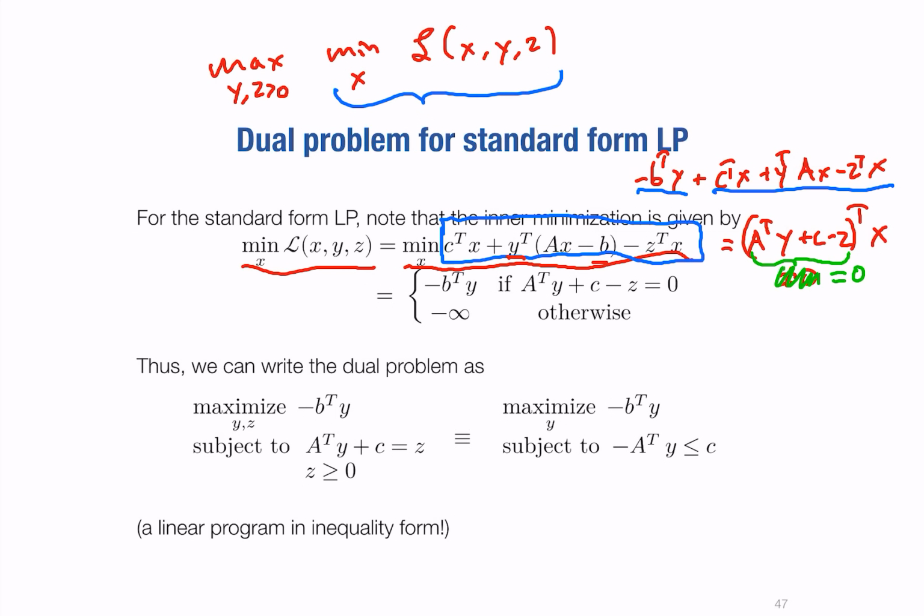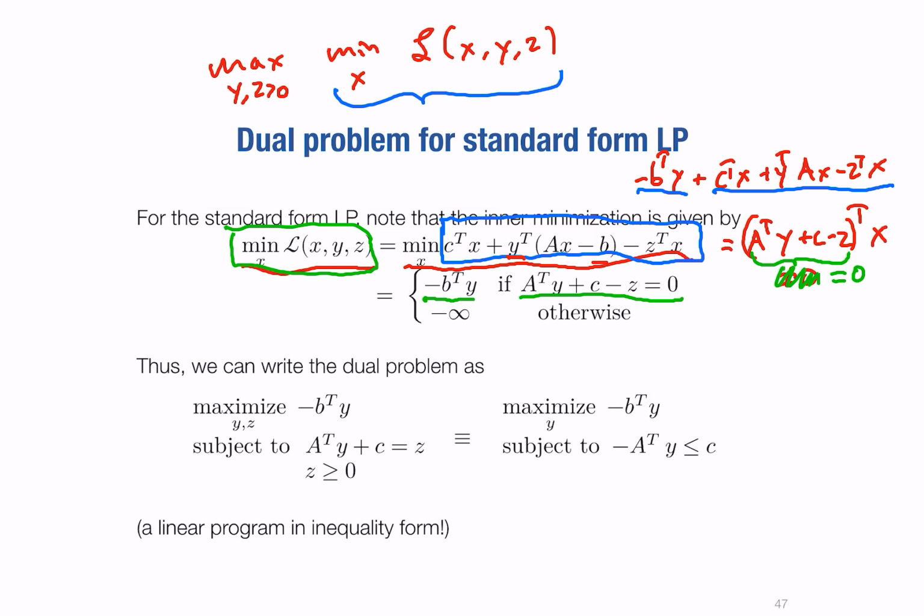And so, of course, now I've built to what I have on the slide here. But the idea is this whole minimization is going to be negative infinity unless this thing is satisfied. So it requires this thing to be satisfied. And if this thing is satisfied, then it's equal to negative b transpose y.